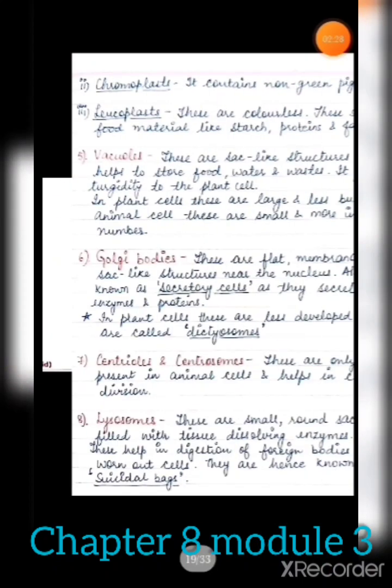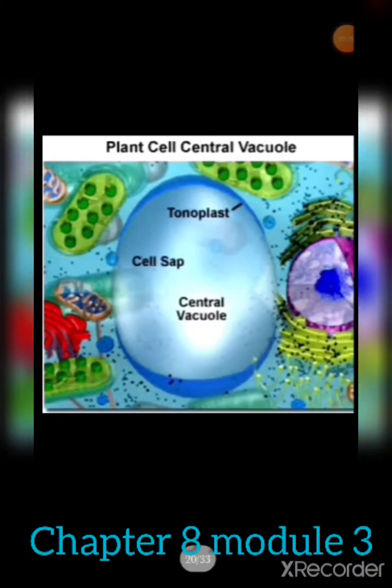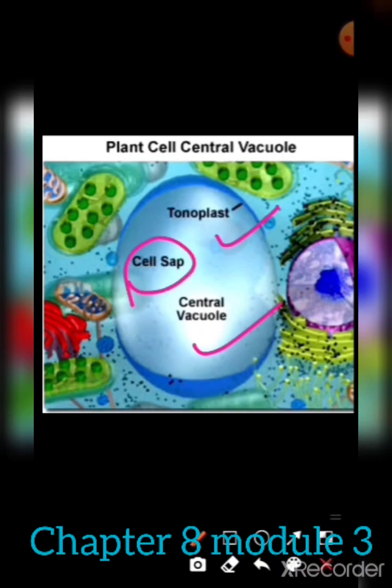Next is vacuole. Here you can see vacuole. So it is having tonoplast, it is the membrane of vacuole. Central vacuole is there, and cell sap, that is the things which are stored in it, that is cell sap.